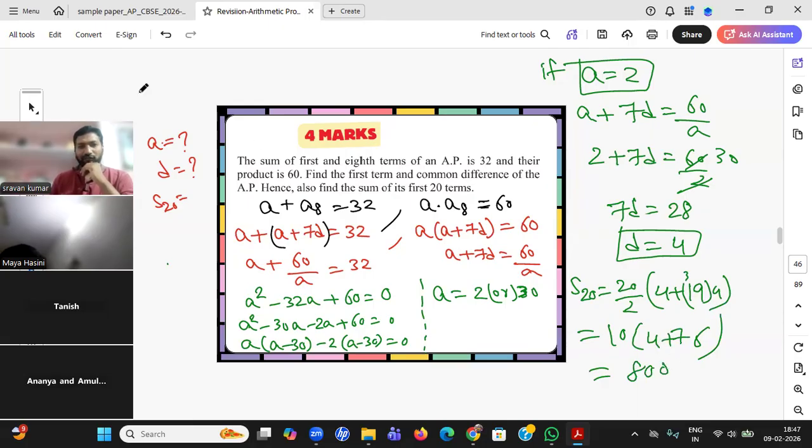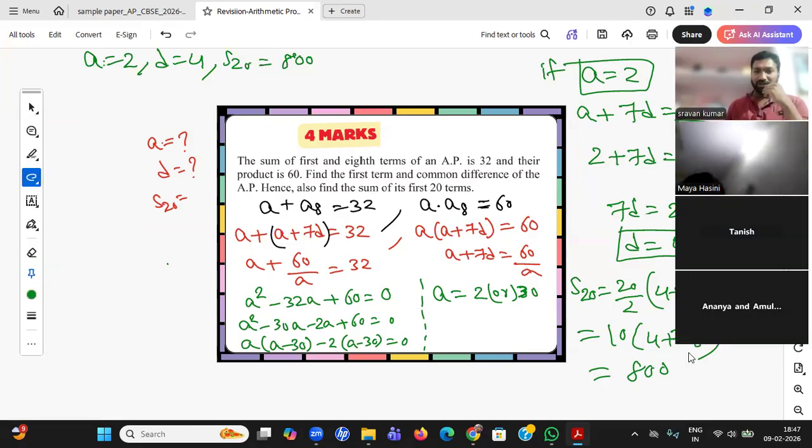Yes, students. So I got one pair. I'm writing here a equal to 2, d equal to 4, and S20 equal to 800. I got one pair, student. Okay, I should go for another case. I don't have an option. It's a 4-mark question. So Harshini, yes, you're right for one case, I guess. Okay, very good. Yes, absolutely right, Ananya, Amulya. Aparna, very good student.